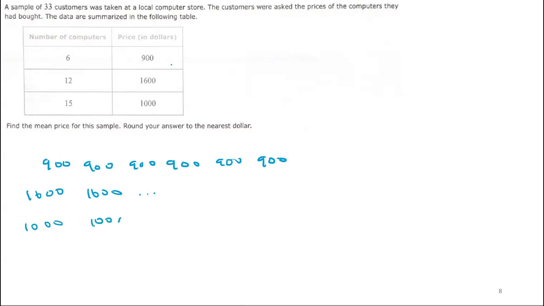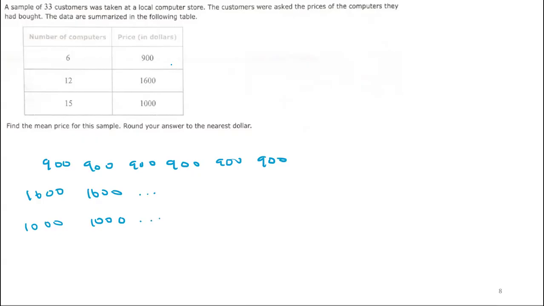So if we were to write this out, we'd write down $900 six times: 900, 900, 900, 900, 900, 900. And then for the $1,600, you would write it 12 times. So that would take some time. And then for the $1,000, you would write it 15 times. Again, that would take some time.